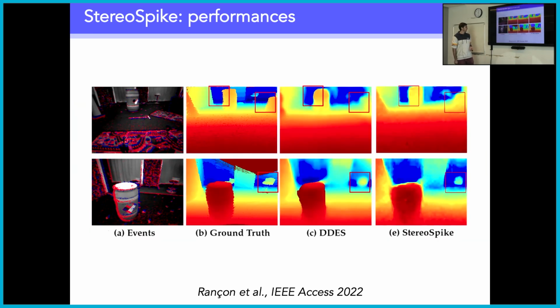And so here are some additional qualitative examples with the ground truth on the second column, the events superimposed on the luminance value on the left, and two techniques, so DDES, which is a competitor for depth estimation, and StereoSpike on the right. And you can see that here as well, it works relatively well.